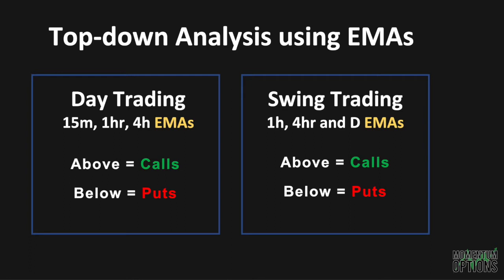So we need to look at 1 hour, 4 hour, and daily EMAs and understand whether the 8 is above the 50 or below the 50. Is price holding above the 8, holding above the 50 on these different time frames? And we want to be very aware of what is going on. Whenever price is above the 8, above the 50 on all of these time frames, we want to be getting into calls. Whenever price is below on all these time frames, we want to be getting into puts.